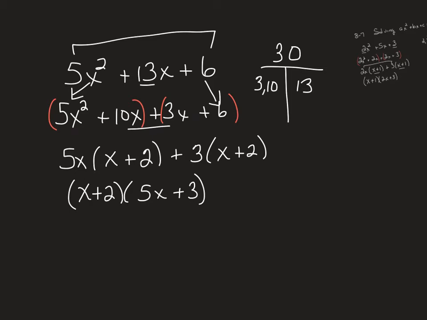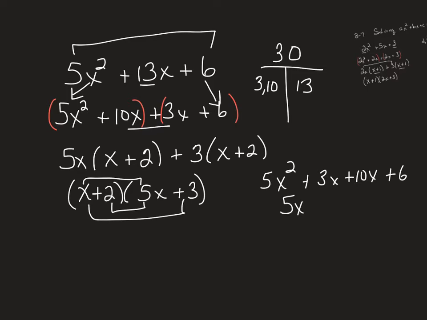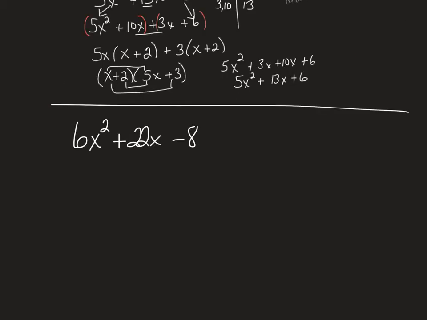If we FOIL, we have x times 5x, x times 3, 2 times 5x, and 2 times 3, and that gives us what we started with. It's always a good idea to check to make sure you end up with what you started with after you factor. Okay, let's look at this problem.